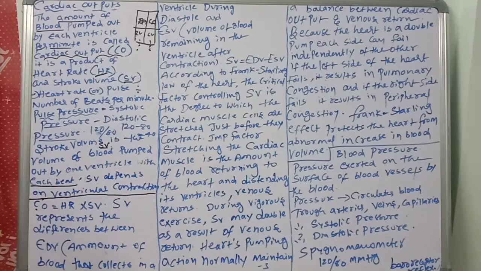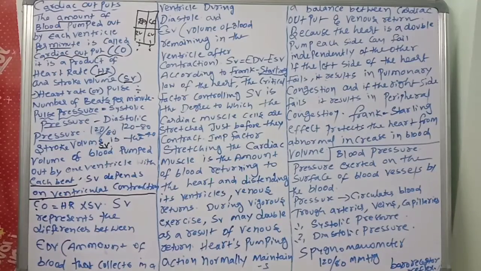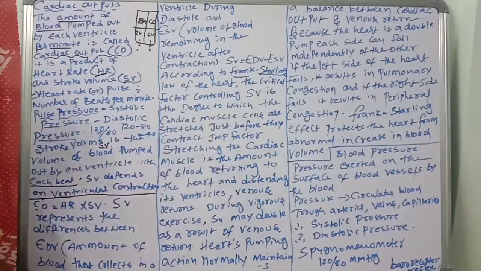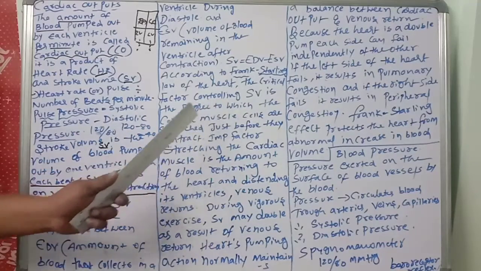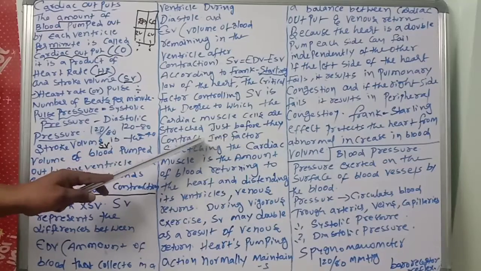Next, according to the Frank-Starling law. This is important. According to the Frank-Starling law of the heart, the critical factor controlling SV is the degree to which the cardiac muscle cells are stretched just before they contract.